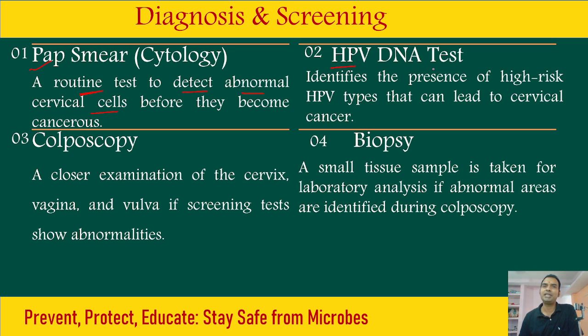Second one, the HPV DNA test. It is a molecular biology test which identifies the presence of high-risk HPV types that can lead to cervical cancer. Number three, colposcopy, a closer examination of the cervix, vagina and vulva if screening tests show abnormalities. If a Pap smear shows some abnormality, then the doctor suggests colposcopy, a closer examination of the cervix, vagina and vulva. Then biopsy: a small tissue sample is taken to the laboratory to analyze the abnormal areas identified during colposcopy.